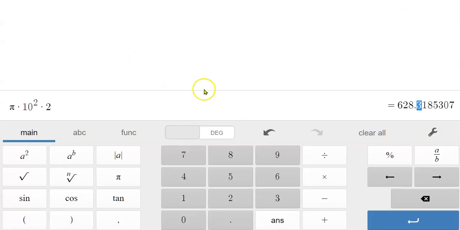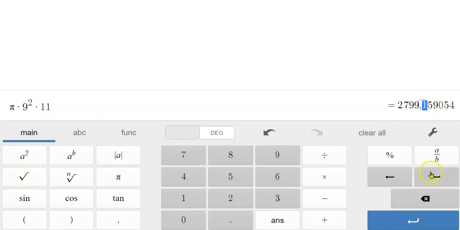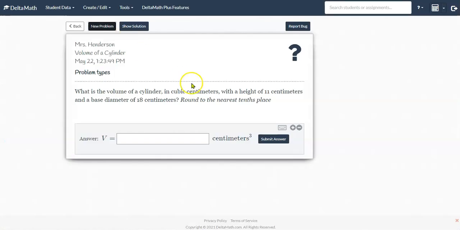So the volume is pi times 9 squared times 11. So let's put that in our calculator. Pi times 9 squared times 11. Again, rounded to the nearest tenth, but this time the number next to us is 5. And that means it's big enough to make us round up to 2. 2799.2.